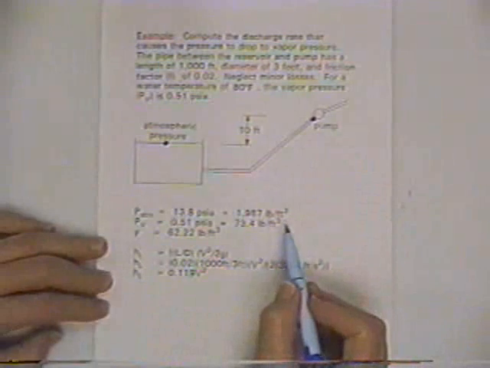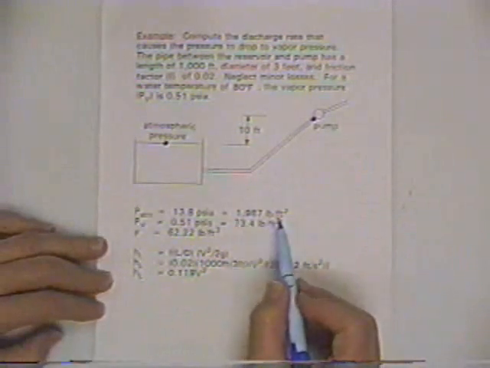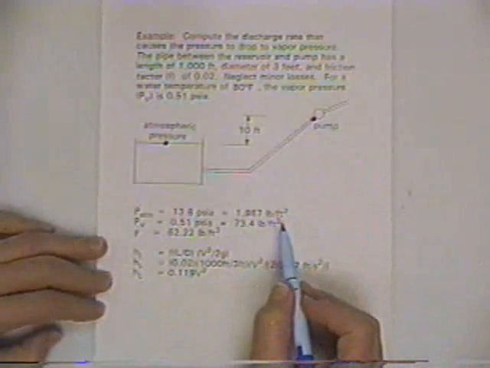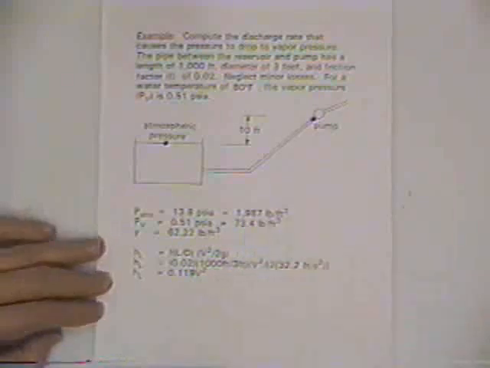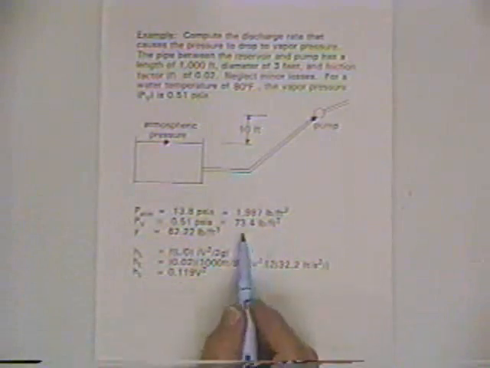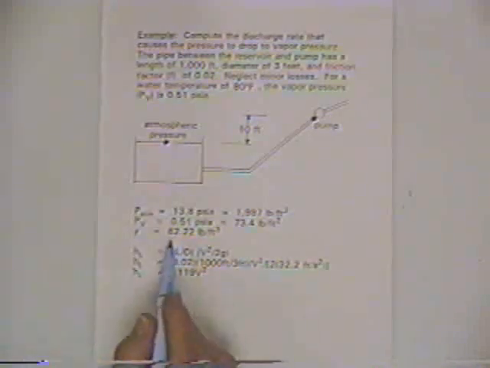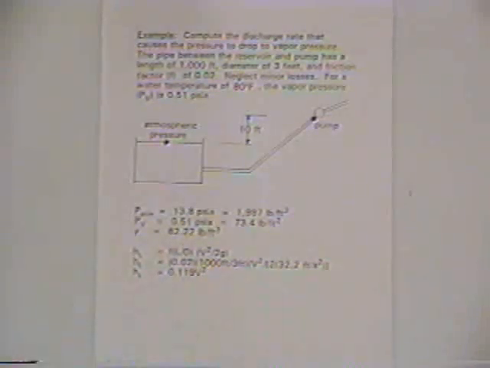The data that's given here: at this location, atmospheric pressure is given as 13.8 psi absolute, and that converts to 1,987 pounds per square foot. The vapor pressure, that pressure at which the liquid water converts to bubbles of vapor, is 73.4 pounds per square foot, and the unit weight of water at this temperature is 62.22 pounds per cubic foot.